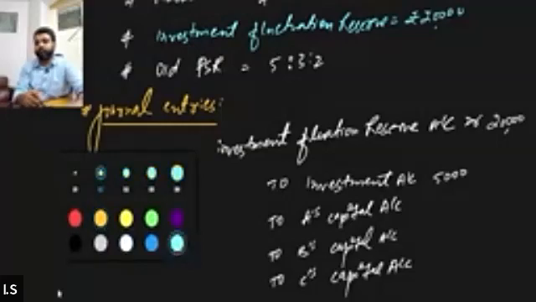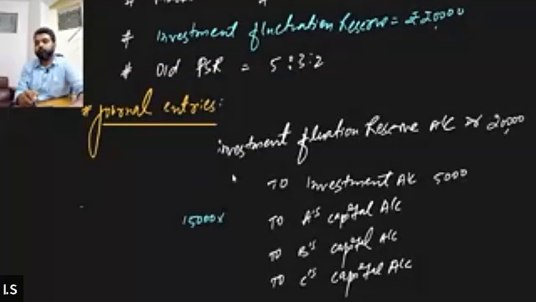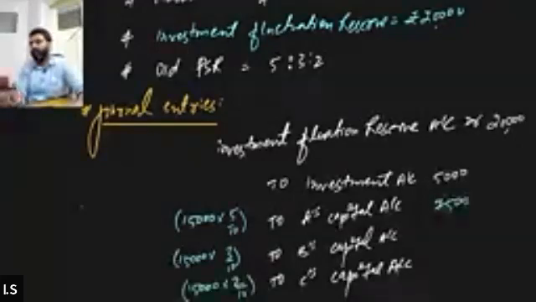we'll do the calculation like this: 15,000 into 5 by 10 for A, 15,000 into 3 by 10 for B, and 15,000 into 2 upon 10 for C. So that means A is going to get 7,500, B 4,500, and then C 3,000.